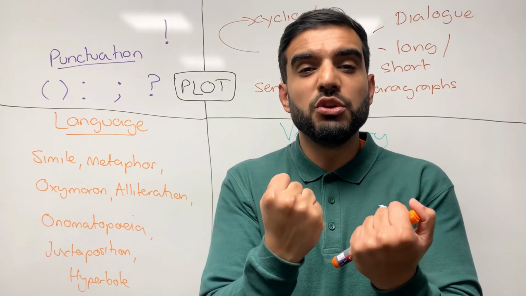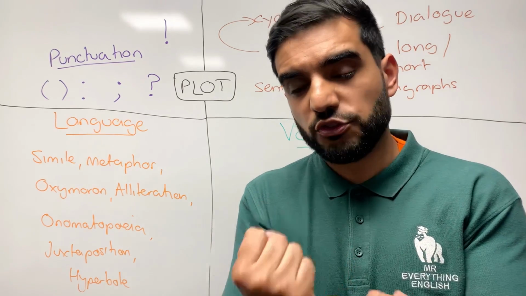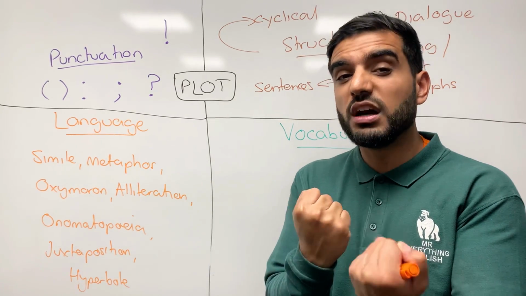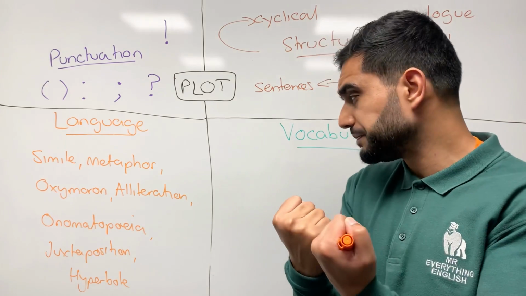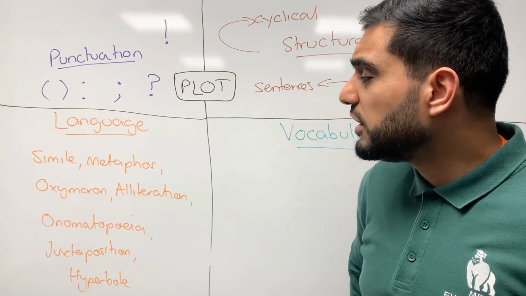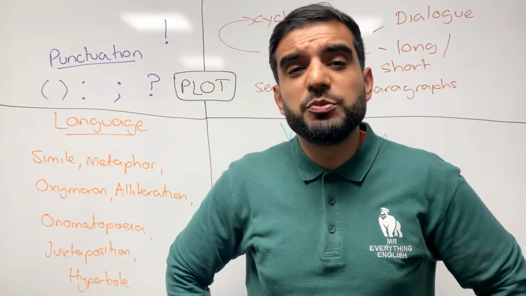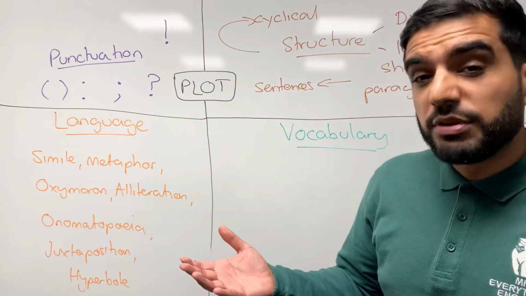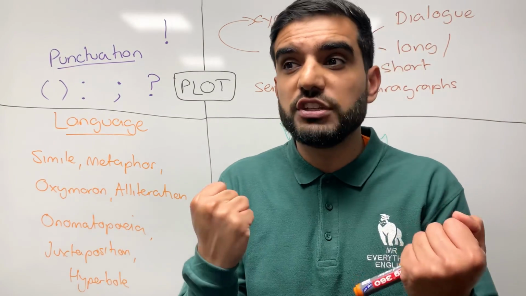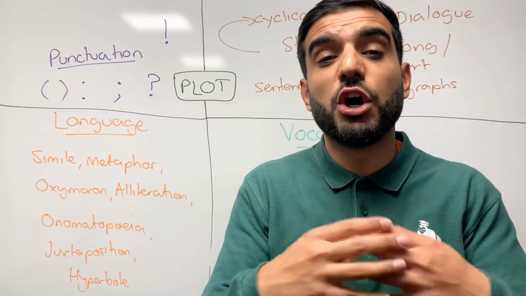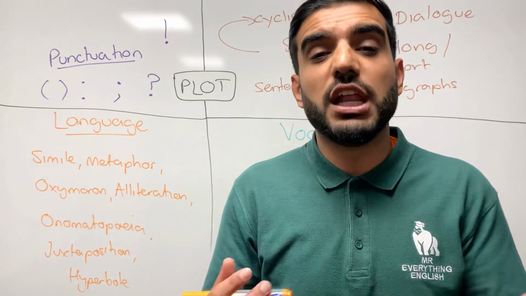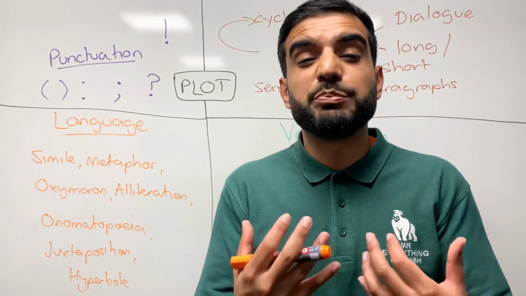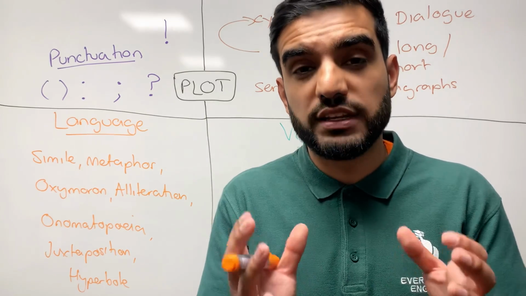Oxymoron, guys, is when you have 2 opposite words. I know somebody who is a very small giant. Small giant are 2 opposite words. Ugly baby are 2 opposite words. Guys, alliteration is when you have words in a row which begin with the same letter, the big blue ball. Juxtaposition is when you have 2 contrasting ideas. For example, if I wrote a whole story about how much I love COVID-19, I've juxtaposed the idea of COVID-19.